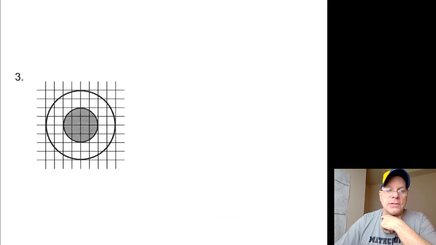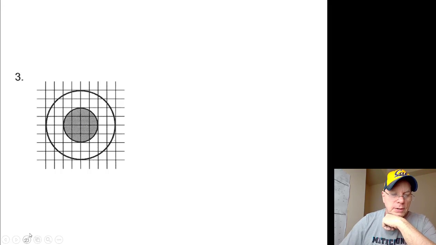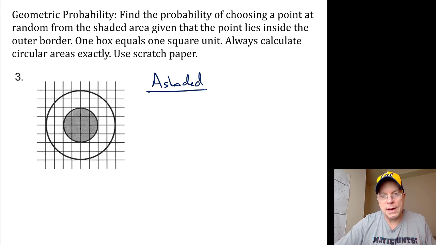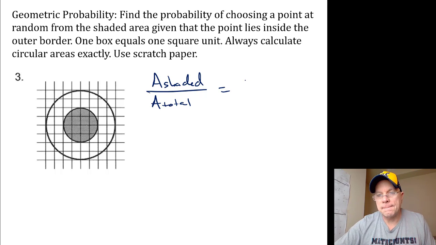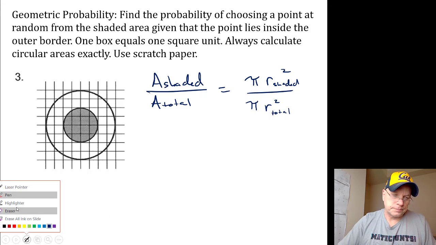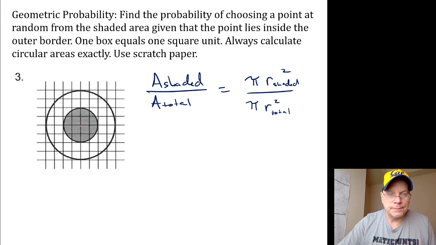Number 3, much easier than it looks. Get a better color. The area shaded over the area total equals pi times the shaded radius squared over pi times the total radius squared. Get a better color here.